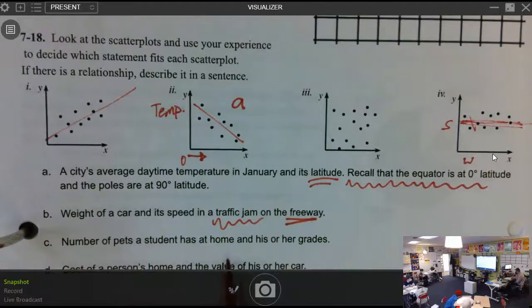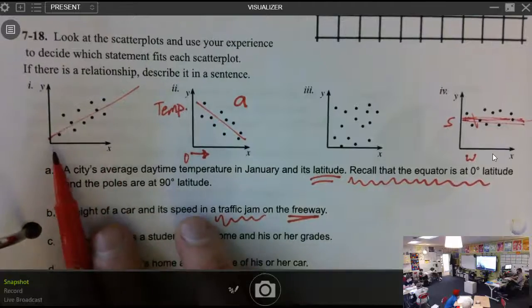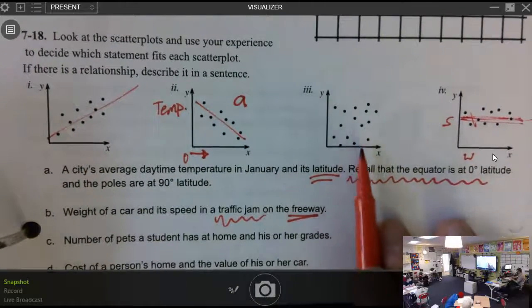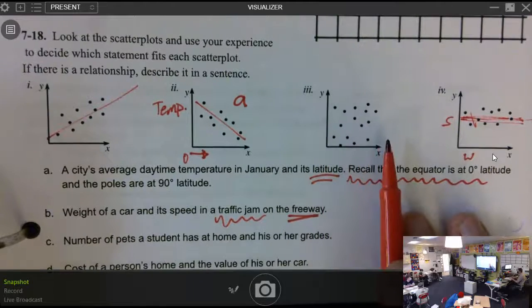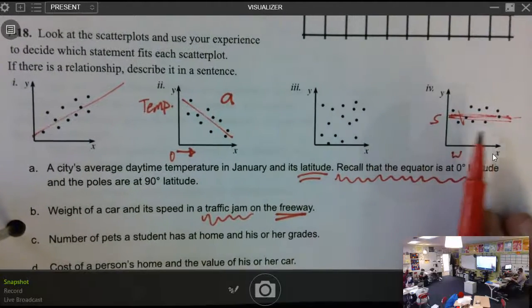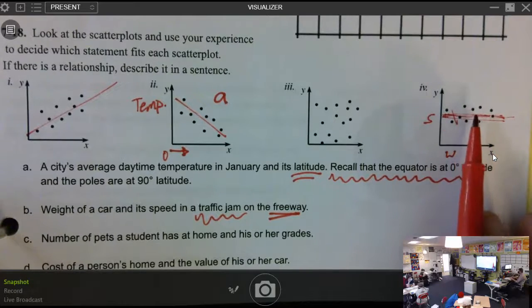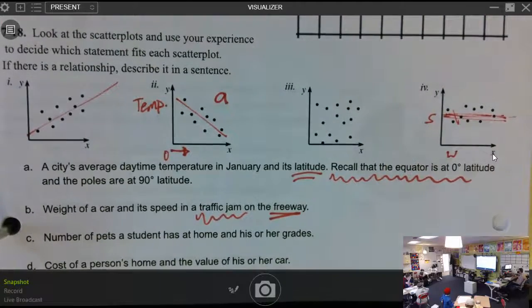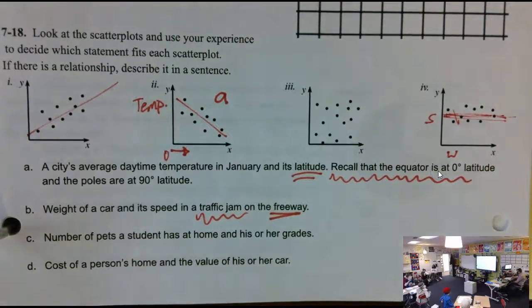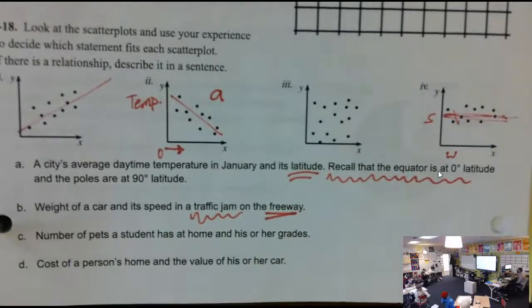Number of pets a student has and his or her grades. Well, unless we're going to say that more pets means better grades, I'm going to guess that the graph that goes with pets and grades is all random. It's not even close together, because this would be saying everyone's grades are close to each other's. That's not true. Everyone's grades are pretty spread.